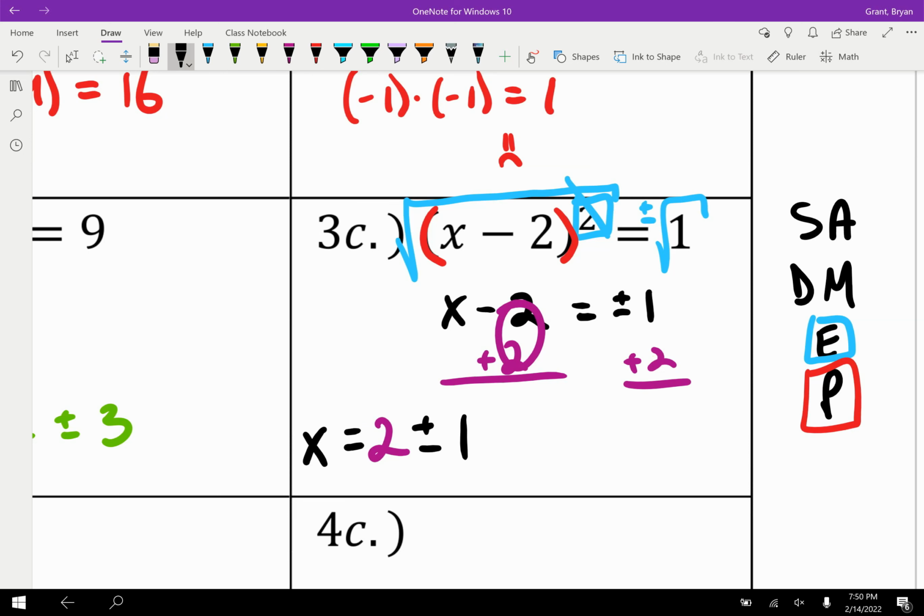And then what we're going to do here is we're going to say, what is 2 plus 1? And 2 plus 1 is 3. And then what is 2 minus 1? Well, 2 minus 1 is 1. And so we get two answers here, positive 3 and positive 1.